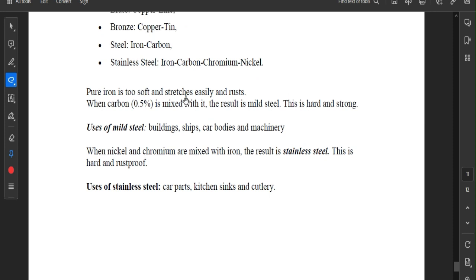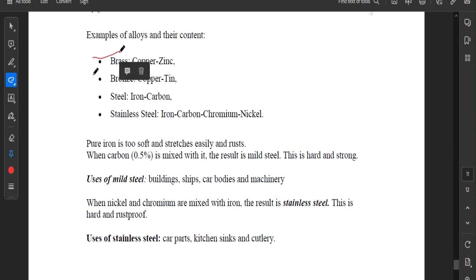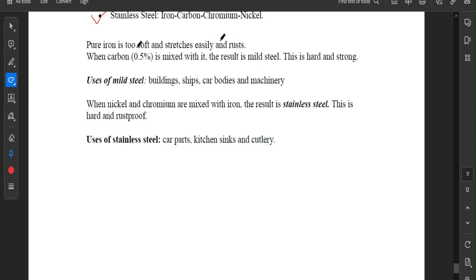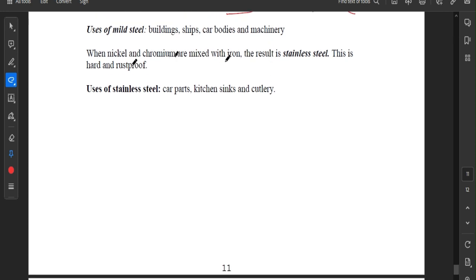Examples of alloys are brass, made up of copper and zinc; bronze, copper and tin; steel, iron and carbon; and stainless steel, iron, carbon, chromium, and nickel. Pure iron is too soft, stretches easily, and rusts. When 0.5% carbon is mixed with it, the result is mild steel. This is hard and strong. Uses of mild steel: buildings, ships, car bodies, and machinery. When nickel and chromium are mixed with iron, the result is stainless steel. This is hard and rustproof. Uses of stainless steel: car parts, kitchen sinks, and cutlery.